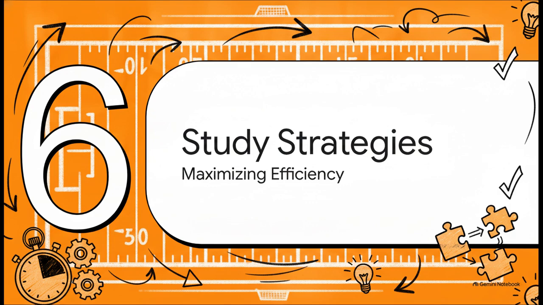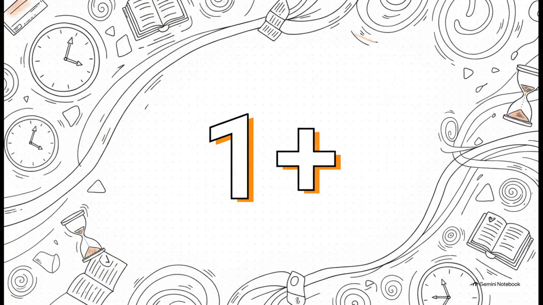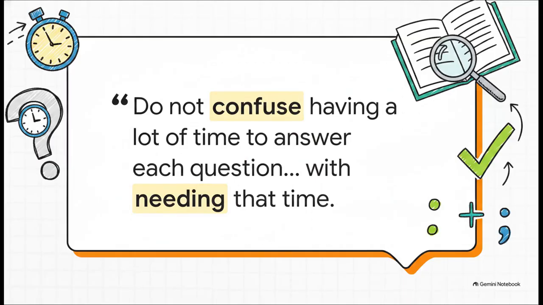Let's bring it home with Section 6, Essential Study Strategies, Maximizing Efficiency. So, the new digital SAT gives you more than a minute per question on the reading and writing section. This is a massive shift from the old paper test, which gave you just under 50 seconds. But listen to me. Do not let this new, spacious timeline lull you into a false sense of security. As Meltzer wisely warns in our source text, it is also important not to confuse having a lot of time to answer each question with needing that time.